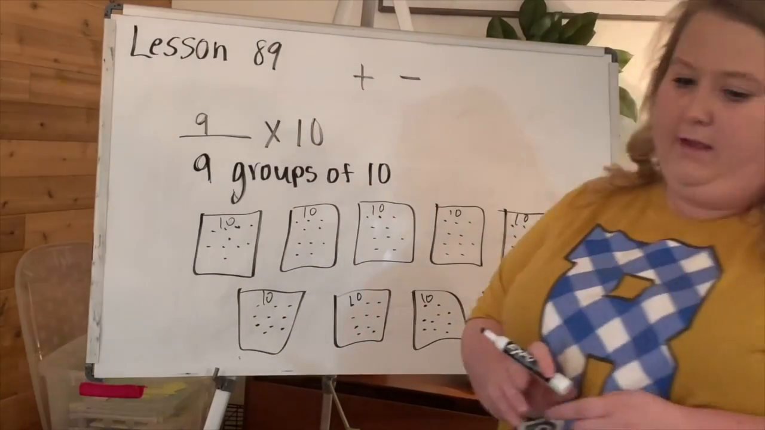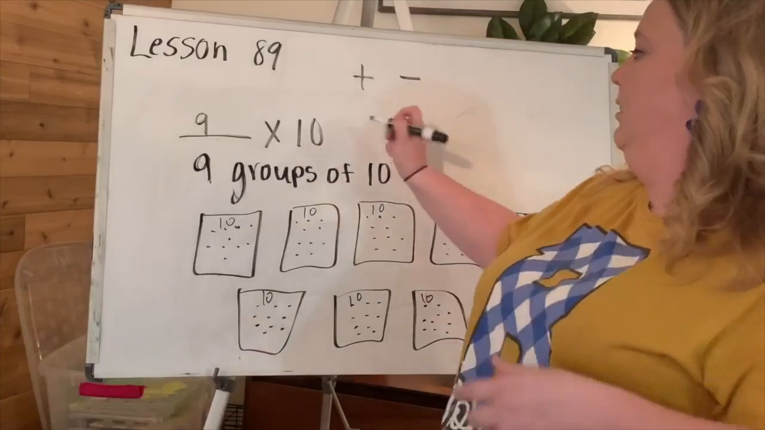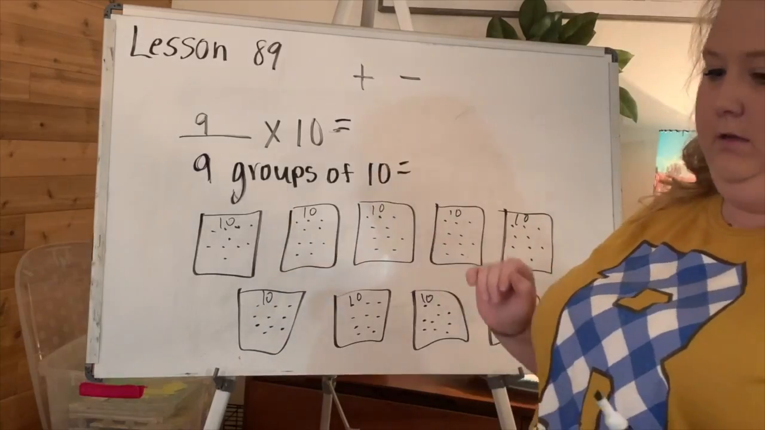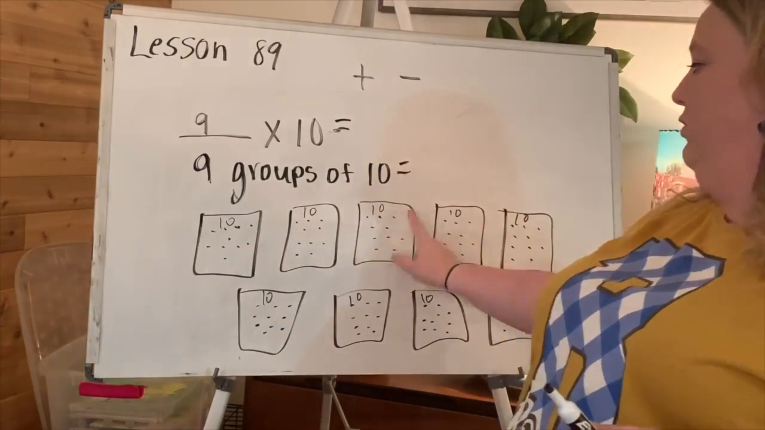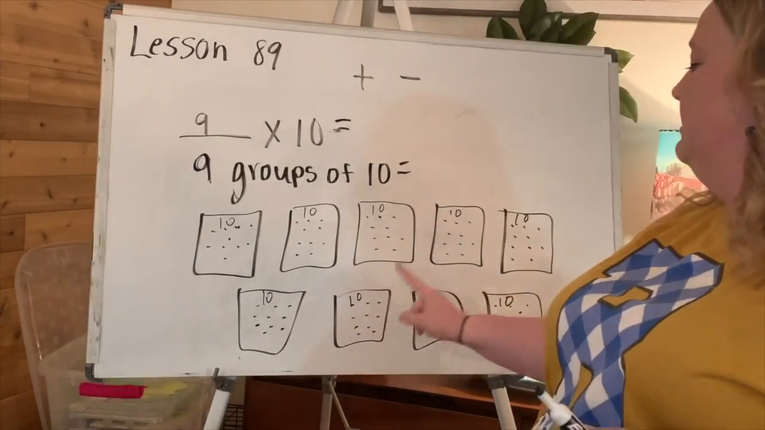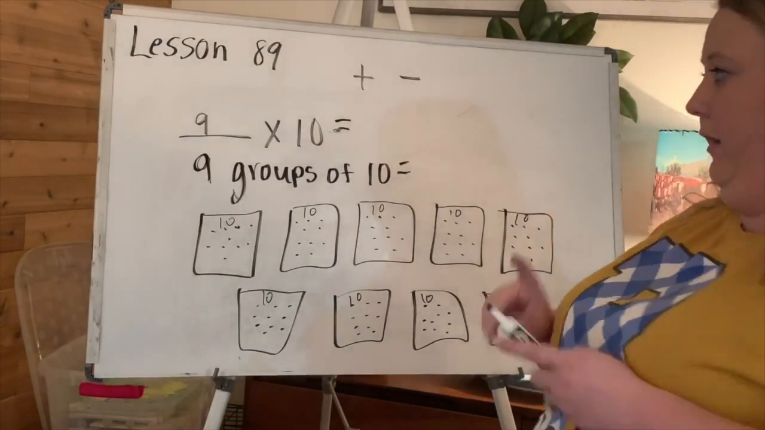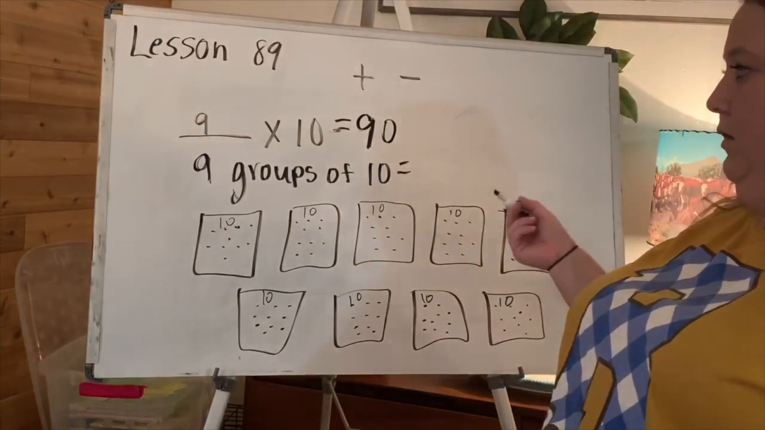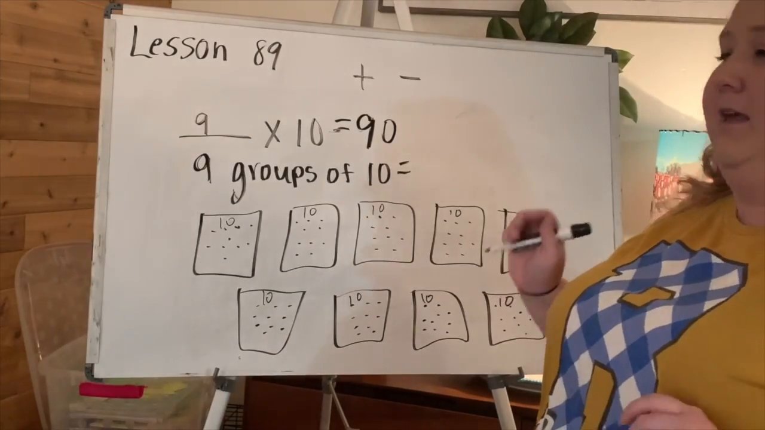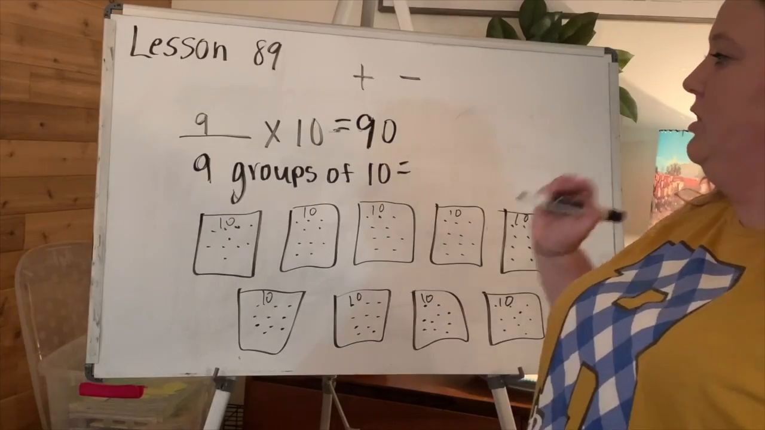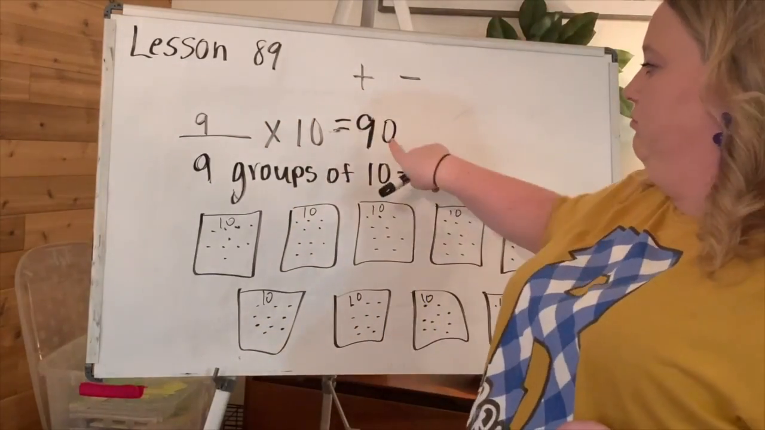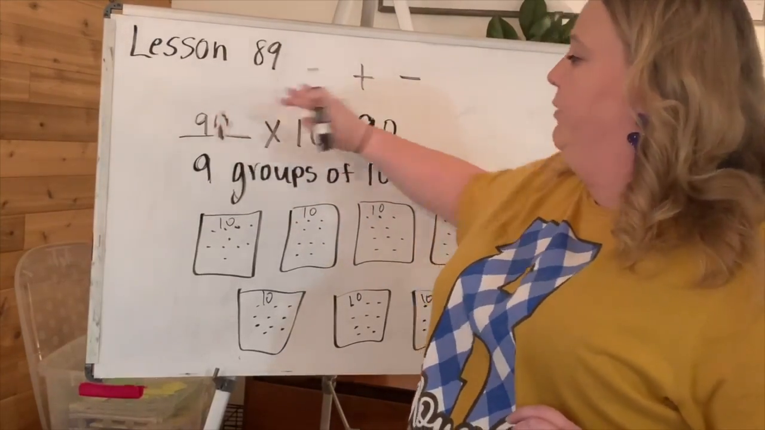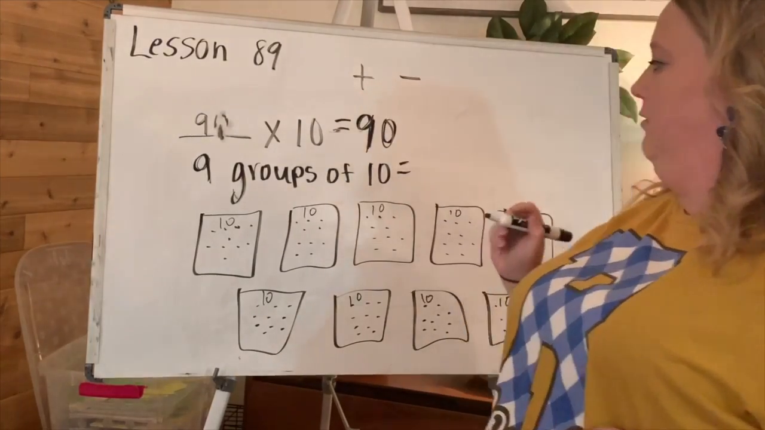The easiest way to find our answer to this problem would be to go 10, 20, 30, 40, 50, 60, 70, 80, 90. Okay? So 9 times 10 equals 90. Or another trick that a really good math teacher showed me was to just add a 0. Do you see that? You would just write your 9 and add a 0.